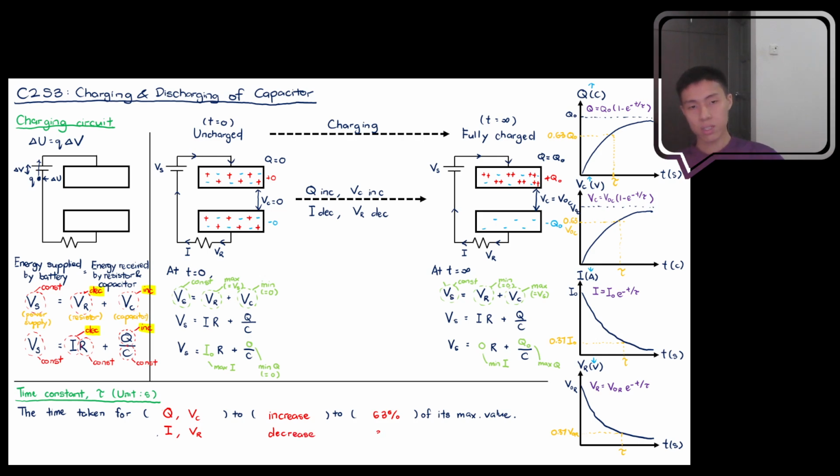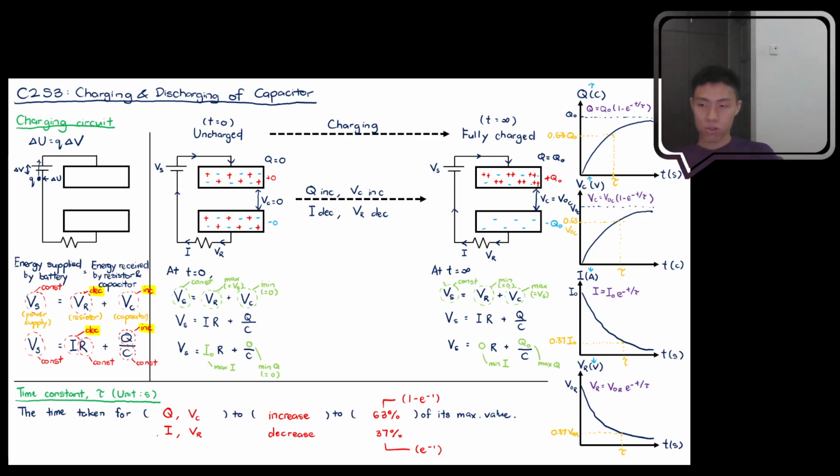This time it is 37%. I hope students can still remember that 63 comes from this value, 1 minus e to the power negative 1, whereas 37 here comes from e to the power negative 1. So this time constant here signifies how fast or how slow a circuit charges the capacitor. It's a good reference for us to know whether the capacitance suits our purpose or not.